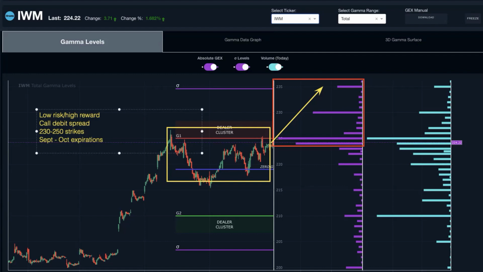If that trade continues, this is a fairly low risk, high reward type of play where we don't have to put a ton of capital outlay and we can capture significant upside momentum if it does take place.